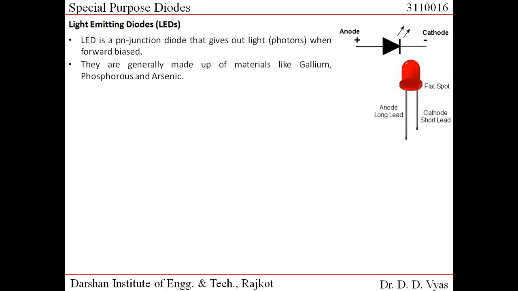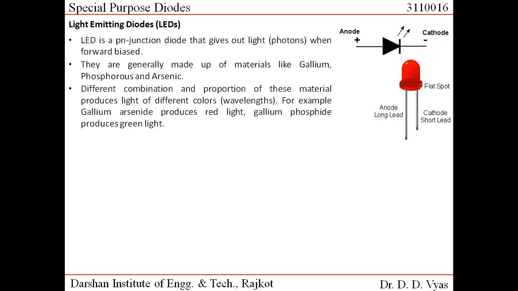LEDs primarily differ from a PN junction diode in terms of the material used in designing LED. Popularly, materials like gallium, phosphorus, and arsenic are used in the design of LED. Depending upon the combination and the proportion of the material used in the design of LED, LEDs are capable of emitting lights of different colors.